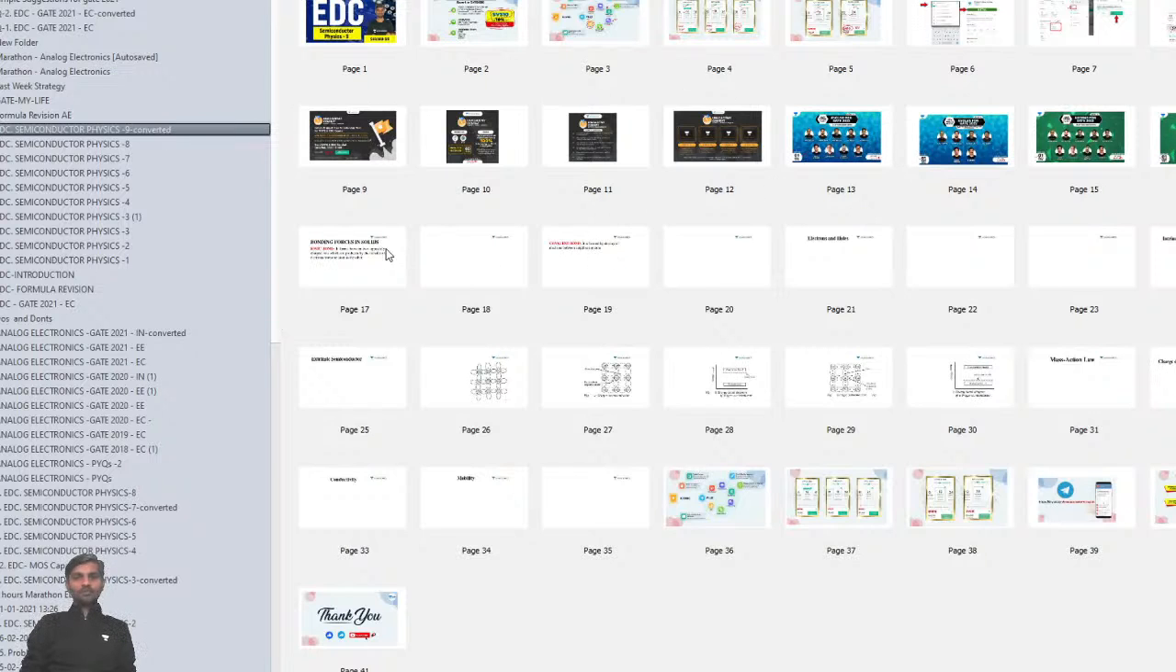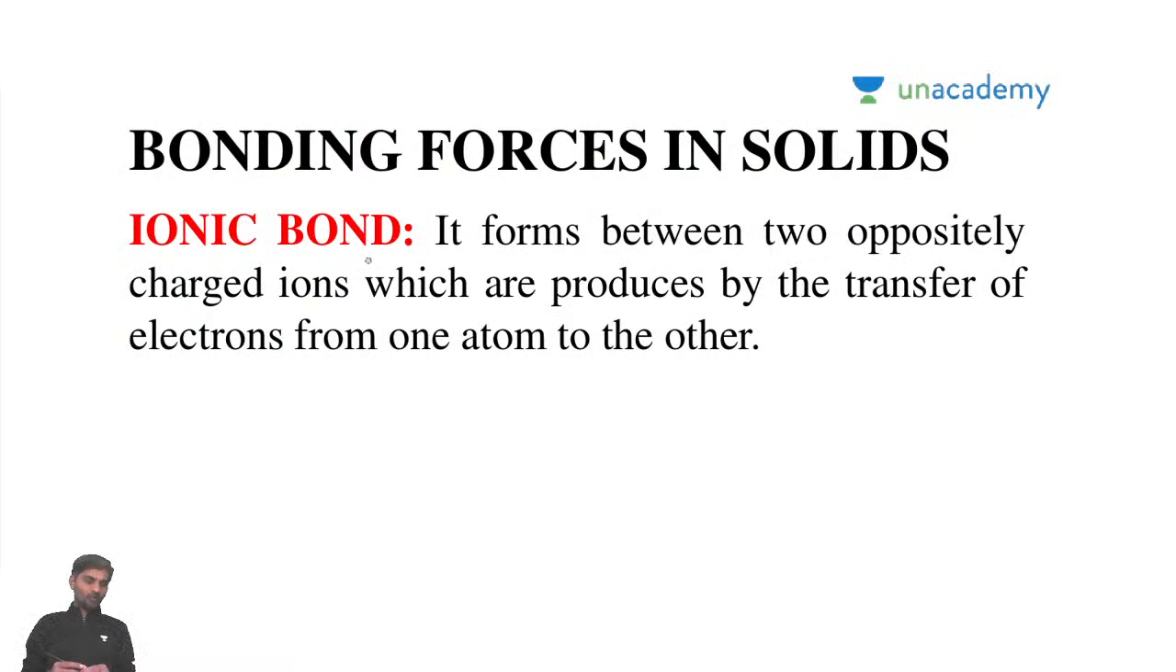So there are 2 types of bonding. One is called ionic bond, and the second one is called covalent bond. Ionic bond and covalent bond are the 2 important bonds in any solid system. Ionic bond forms between 2 oppositely charged ions, produced by the transfer of electrons from one atom to the other atom. So in ionic bond, a transfer of electrons will happen.